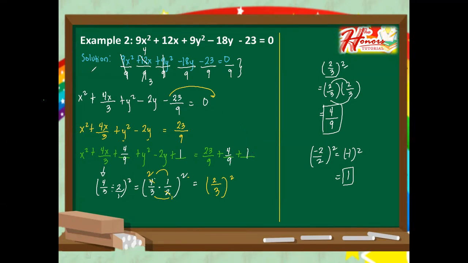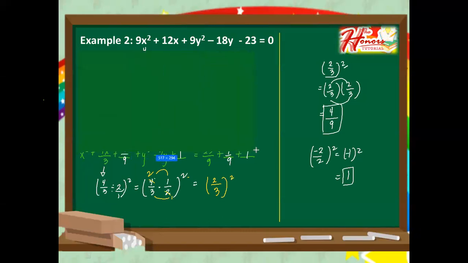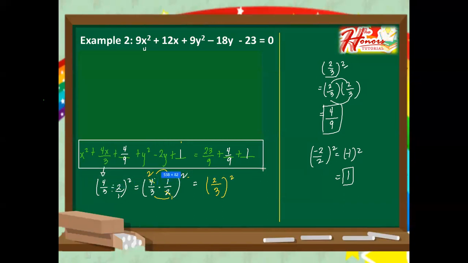And then let's continue solving, right? So after that, let me just erase the upper part of this solution. I hope that you are done with this. Then after that, you have to factor out this one. Starting from x squared plus 4x over 3 plus 4 over 9 plus y squared minus 2y plus 1 equals 23 over 9 plus 4 over 9 plus 1. We have to factor this out, but don't worry because it is very easy and I will guide you also.